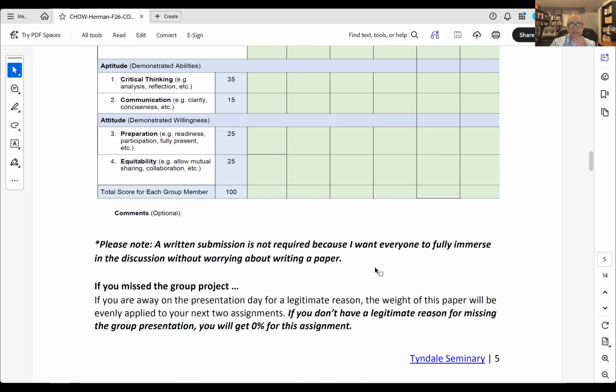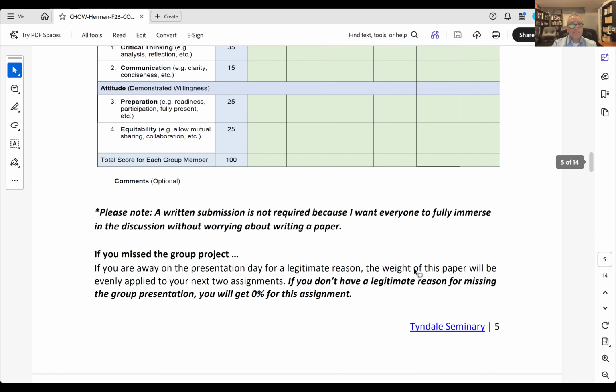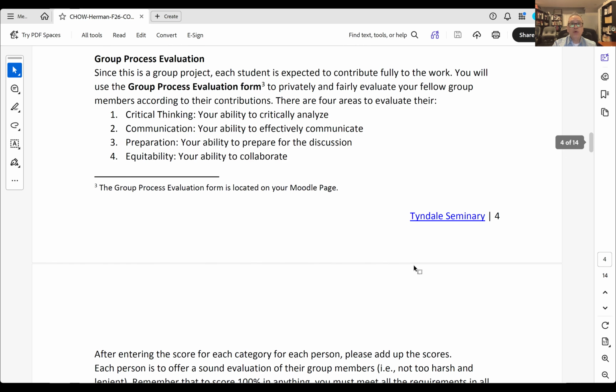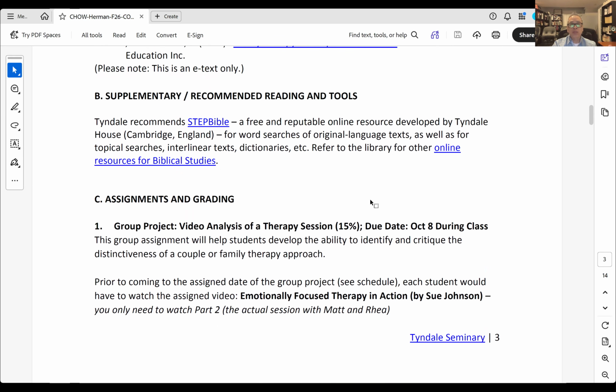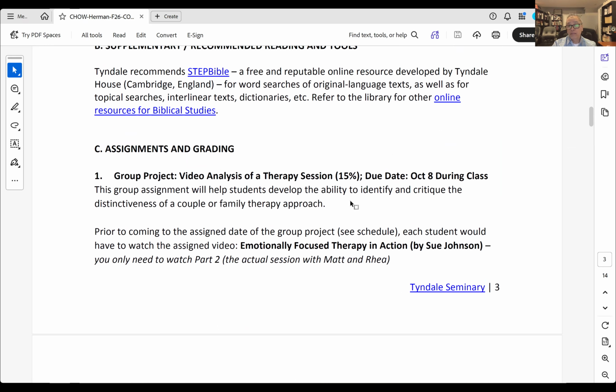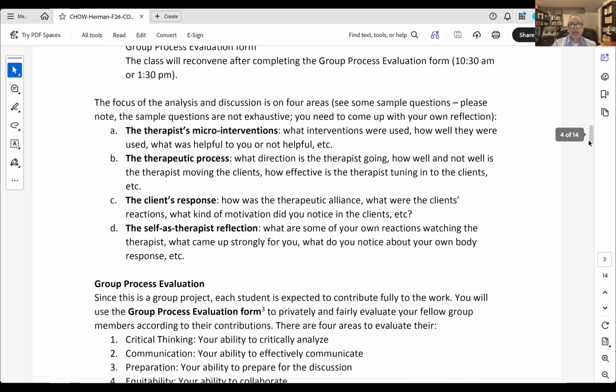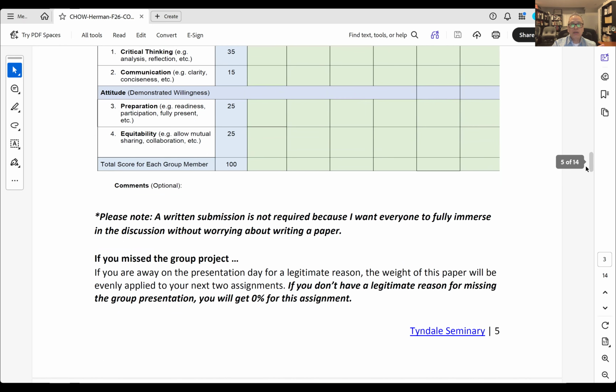Another thing I should make sure that you know is that the evaluation form is the only thing you need to submit. There's no written submission at all, because I want you to have this opportunity to fully immerse in the discussion without worrying about writing a paper. So the paper is worth 15% of your grade. Let me go back here just to make sure I'm right. Yeah, this is worth 15% of your grade, and this is happening on October the 8th.